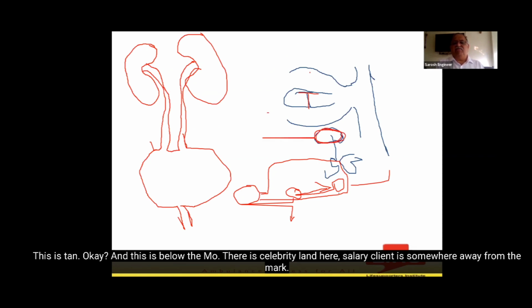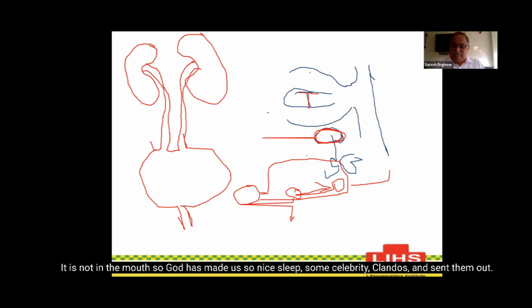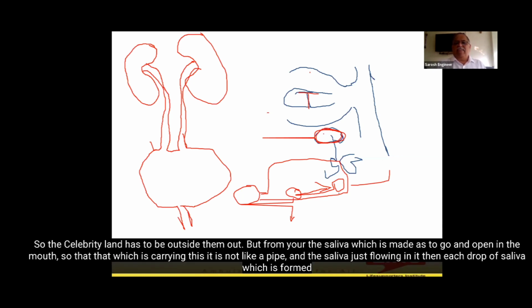The salivary gland is somewhere away from the mouth. It is not in the mouth. So God has made us so nicely. If the salivary gland was inside the mouth, we would swallow it every time we eat food. So the salivary gland has to be outside the mouth. But from here, the saliva which is made has to go and open in the mouth.